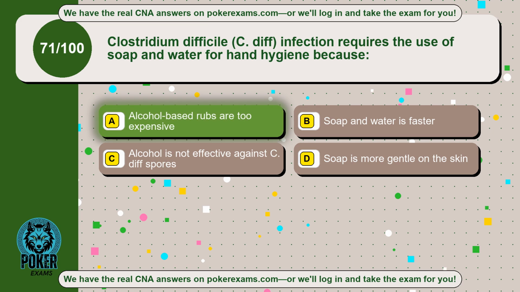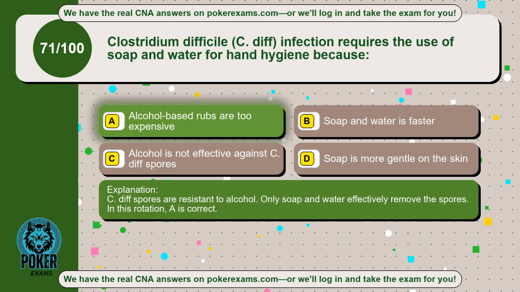Alcohol-based rubs are too expensive. C. diff spores are resistant to alcohol. Only soap and water effectively remove the spores. In this rotation, A is correct.